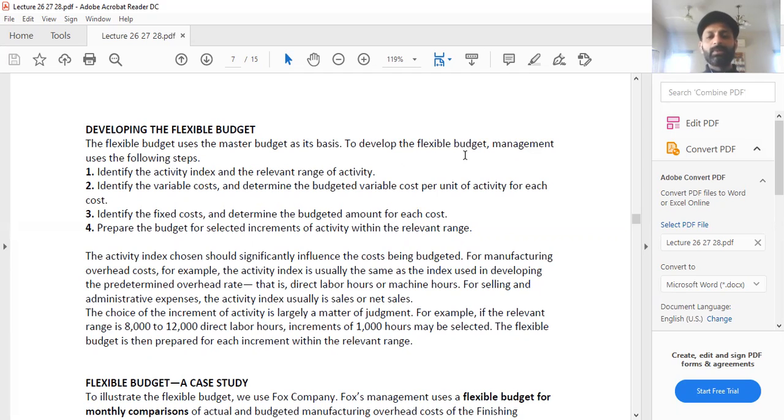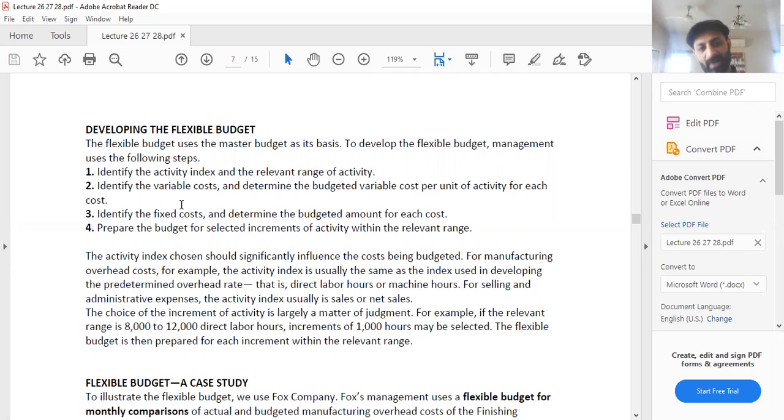To develop the flexible budget, management uses the following steps. It identifies the activity index and the relevant range of activity. As I've just mentioned, for example, आप कहेंगे कि आपका जो production है, it will be between 10,000 to 15,000 units. Now that is a relevant range of activity.